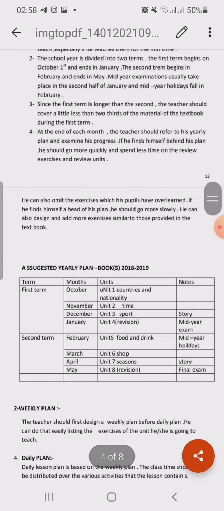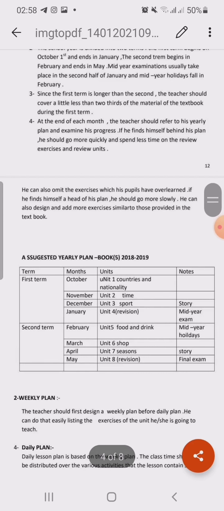Number 2, the school year is divided into 2 terms. تقسم السنة إلى نصفين. The first term begins on October the 1st and ends in January. تبدأ في الأول من شهر العاشر، وتنتهي في شهر الواحد. The second term begins in February and ends in May. يبدأ في شهر شباط أو شهر الثاني وينتهي في شهر الخامس.